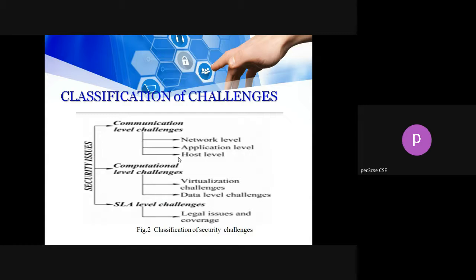Okay, and these lead to network level, application level, and host level challenges. Computational level challenges can further be classified as virtualization and data level challenges. And coming to the service level agreements, if proper service level agreements are not there, security issues may arise due to the SLA. So these are the three broad classifications of challenges in the cloud.